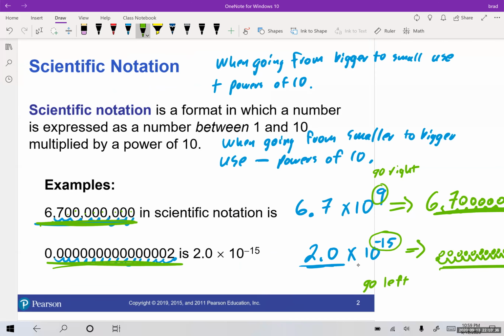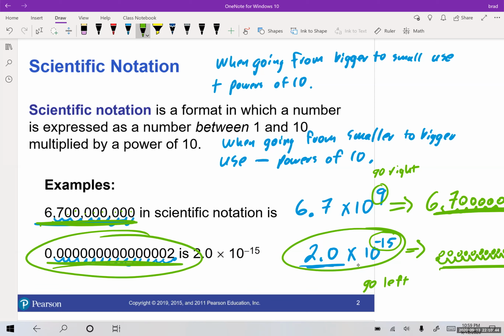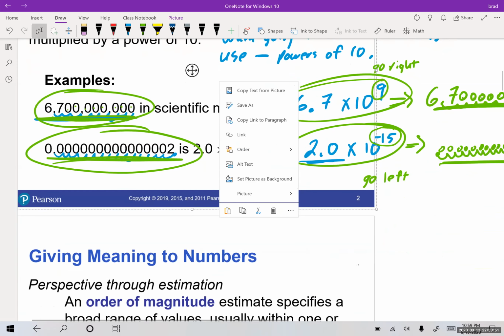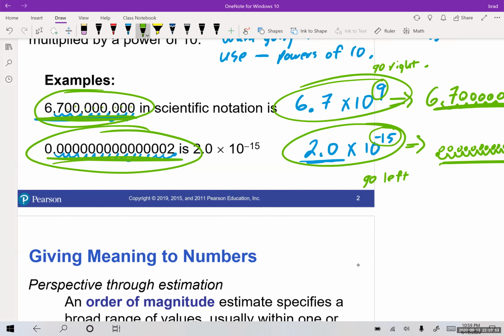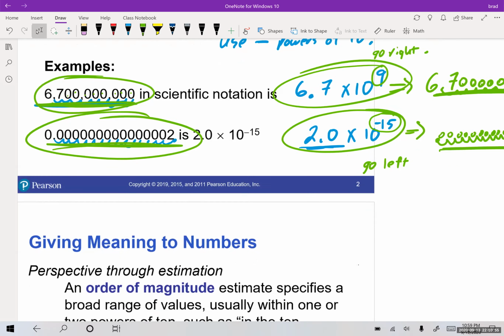So scientific notation is rewriting things the same as they already were, but now look at this number versus this number. Which one's going to be easier to write? So that's what we're working with here. Scientific notation is trying to make it easy on us when we deal with very, very large numbers or very small numbers.